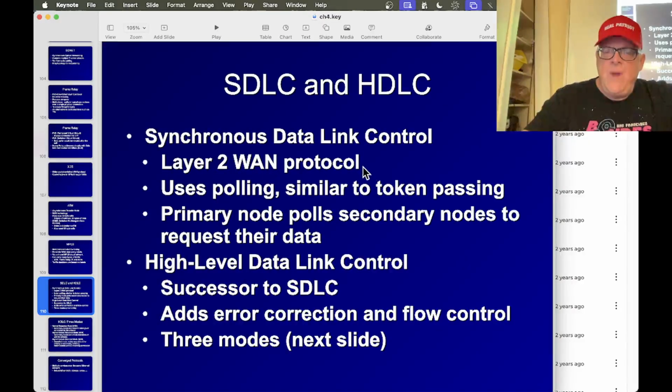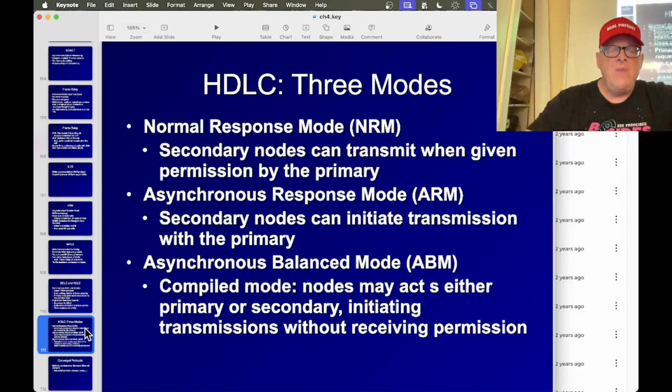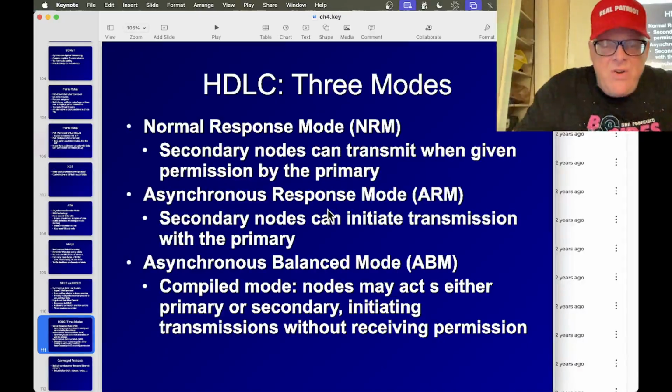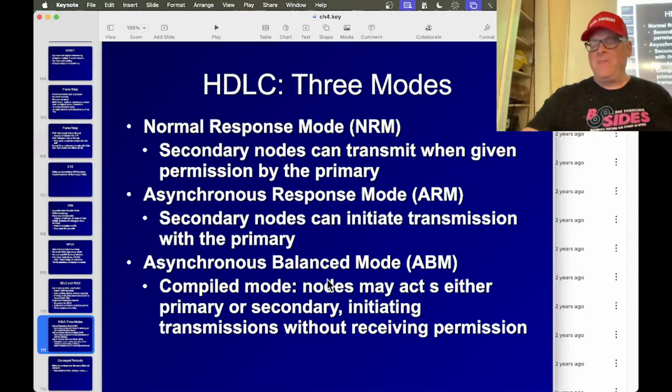SDLC is a layer 2 WAN protocol that used something called polling, like token passing, so it tells you when you can talk. High-level data link control is the successor, which added error correction and flow control, and it had 3 modes: a normal response mode, an asynchronous response mode, and an asynchronous balanced mode.